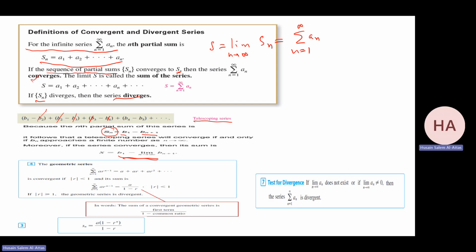I have the geometric series. This is my S_n in this case, controlled by r^n. If the absolute value of r is less than 1, then r^n goes to 0, so you have a over 1 minus r. If it is greater than or equal to 1, then it will diverge. This is the geometric series. The last one is the test for divergence. If the limit of the nth term a_n does not exist, or is not equal to 0, then the series diverges.